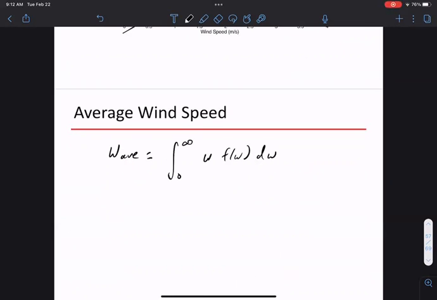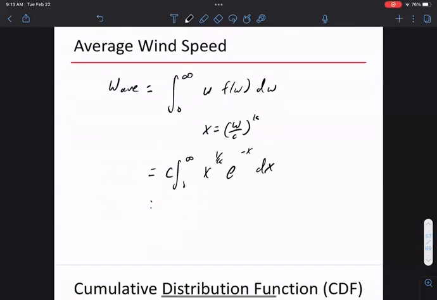This is not something that we can compute directly. But there is a function: if you define w of x to be w over c to the k, then the average is some constant times the integral of x to the k e to the minus x dx. And there's a name for this, called the gamma function.